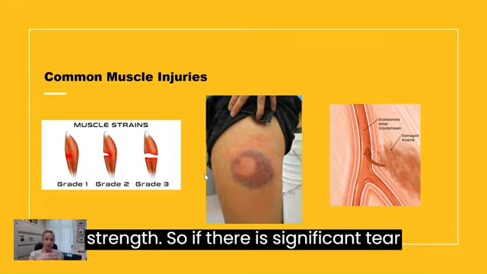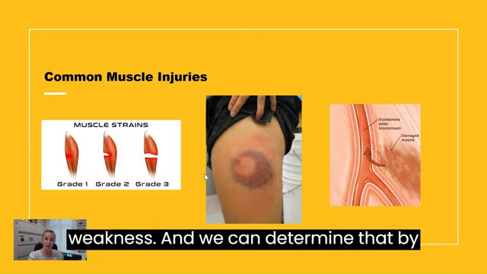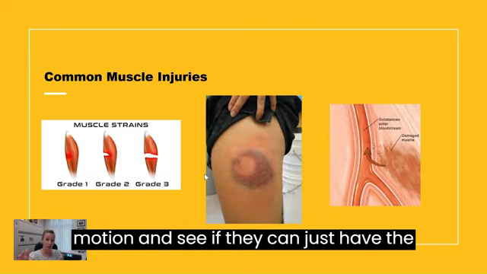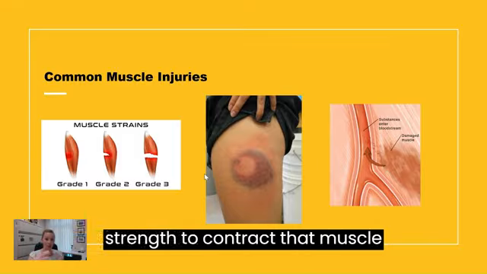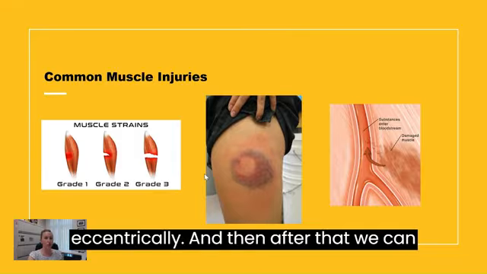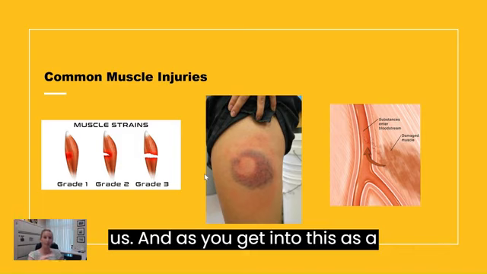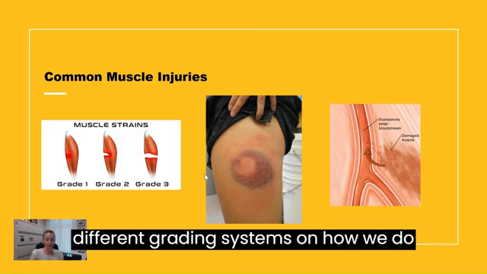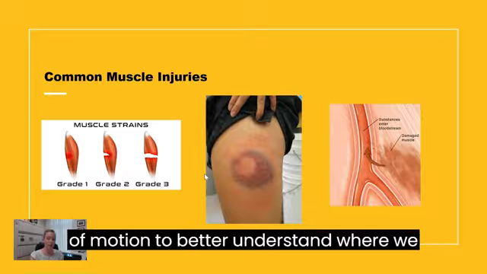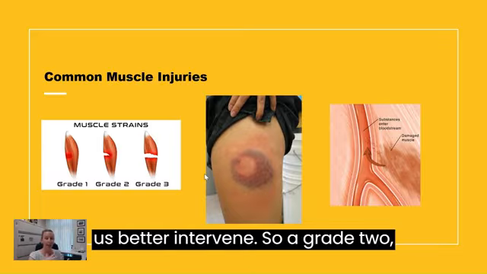If there's significant tear there, you're going to have a lot of weakness, and we can determine that by having them go through the range of motion and see if they have the strength to contract that muscle themselves, concentrically and eccentrically. And then after that, we can add resistance and see if they can resist us. As you get into this as a clinician, you will understand these different grading systems on how we do manual muscle testing and resisted range of motion to better understand where we are on these strains. And that just helps us better intervene.